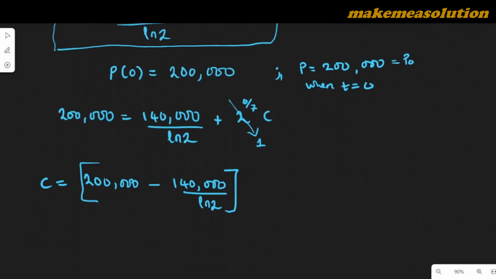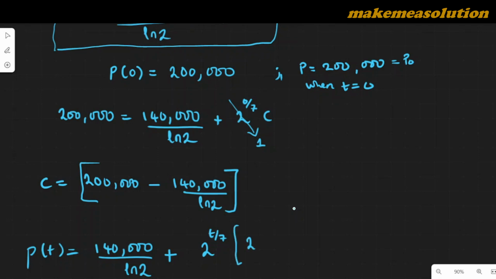So it now means that finally my p of t is 140,000 over ln 2 plus 2 raised to the power of t over 7 multiplied by c, and c is 200,000 minus 140,000 over ln 2. Is that okay?